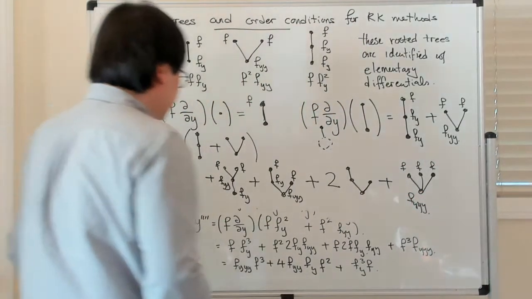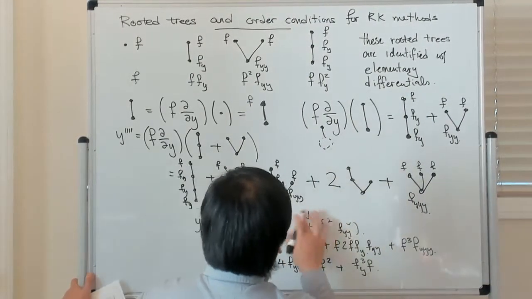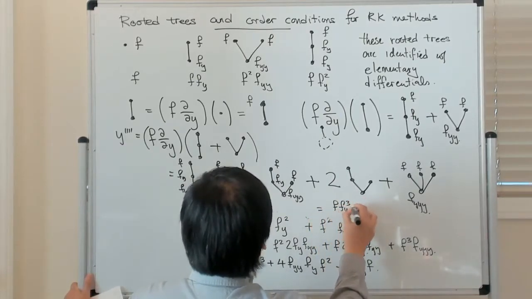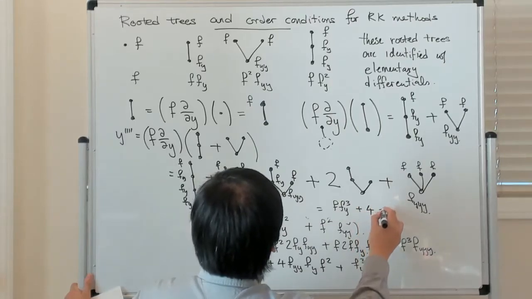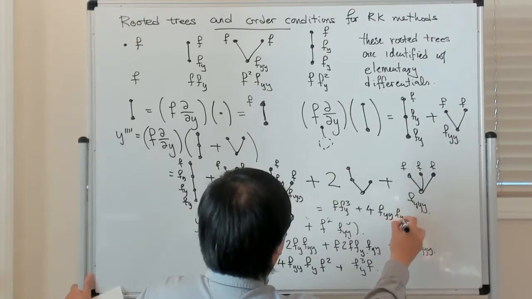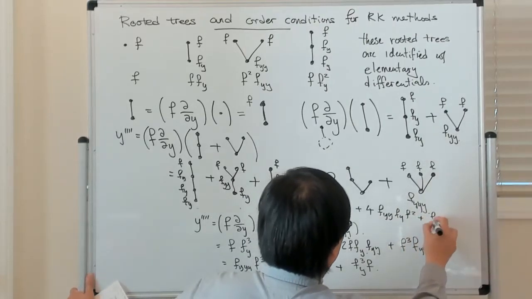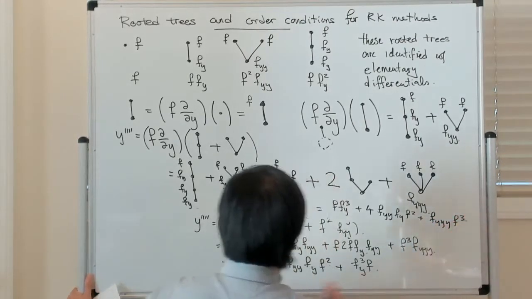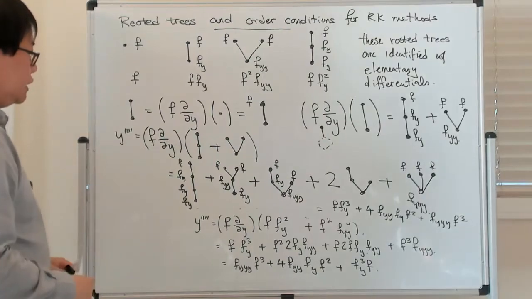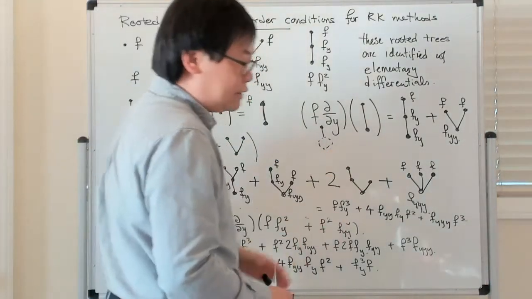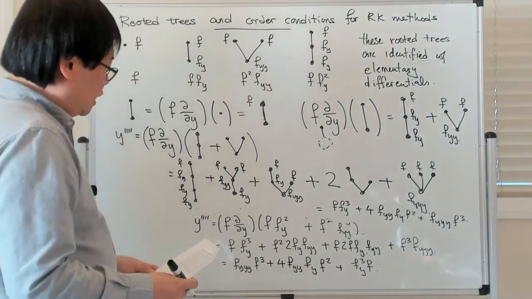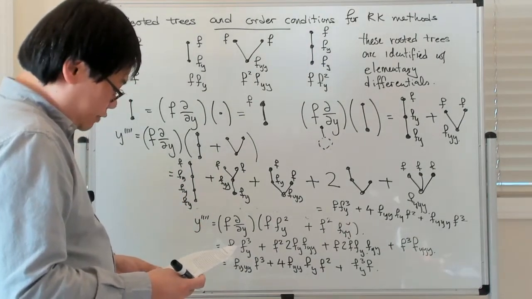Okay, so when all said and done, right, this thing ends up becoming f fy cubed plus 4 times fy f squared fyy plus fyyy f cubed, which is exactly the expansion which we had. Okay, so again, this is sort of telling you that these kind of rooted trees give you a very nice systematic way of enumerating these objects which show up in the Taylor expansion.